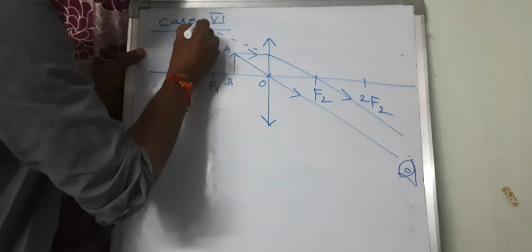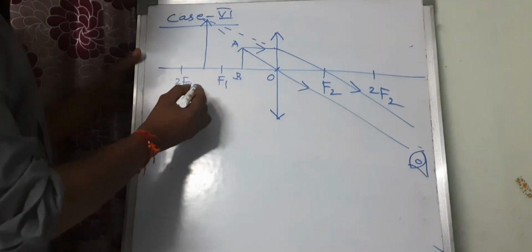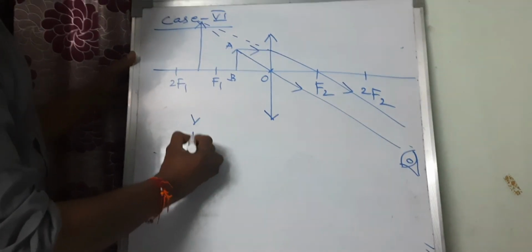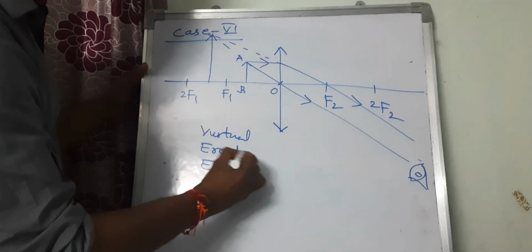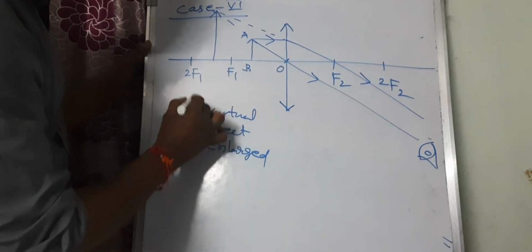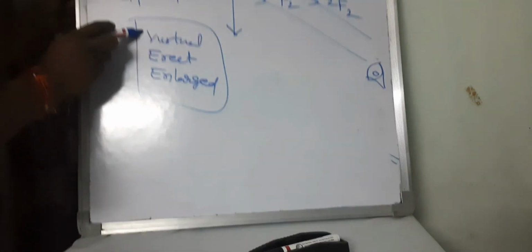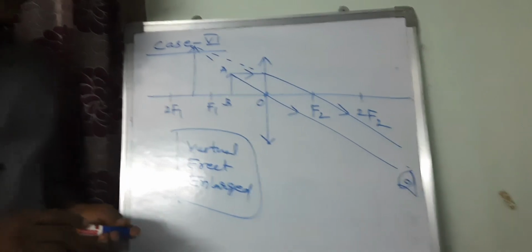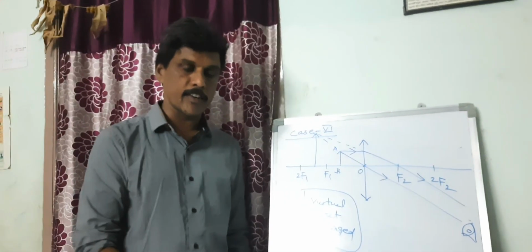Then they are going to meet on the same side of the object, behind the object, and the nature of the image is virtual, erect and enlarged. This is the virtual image, erect image and enlarged image. So when the object is placed between the optical center and one of the foci, the image forms on the same side of the object, that is behind the object, and the nature of the image is virtual, erect and enlarged. So dear students, from this activity we can understand the formation of images by using a convex lens in different situations and how to draw ray diagrams. Thank you.